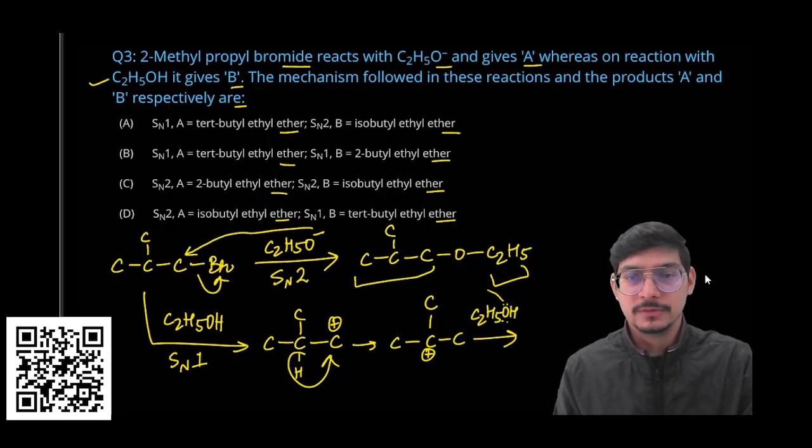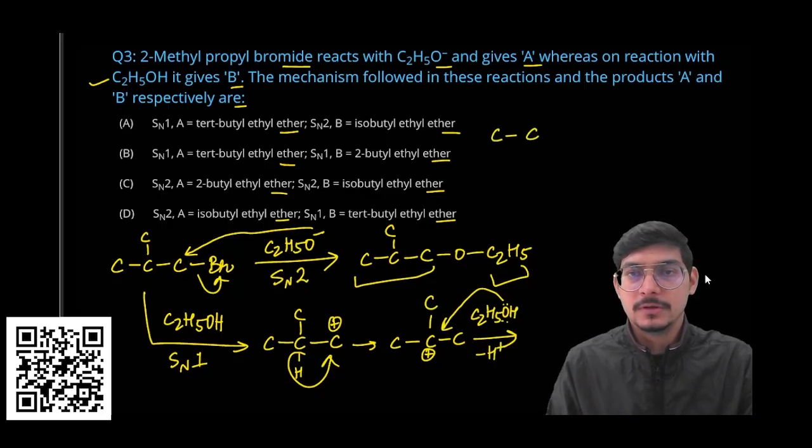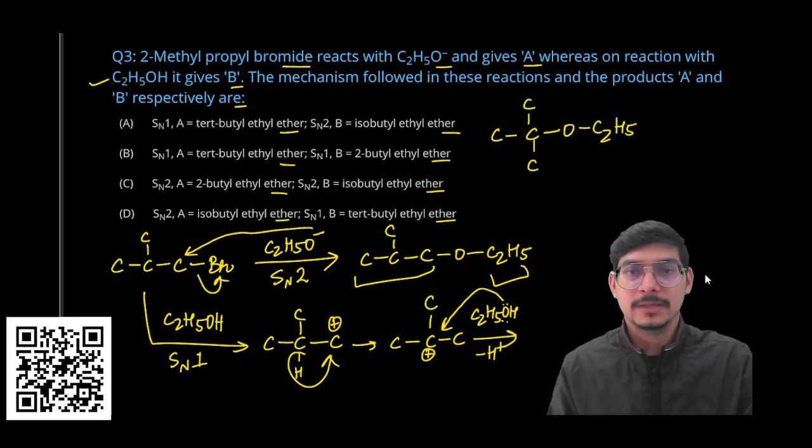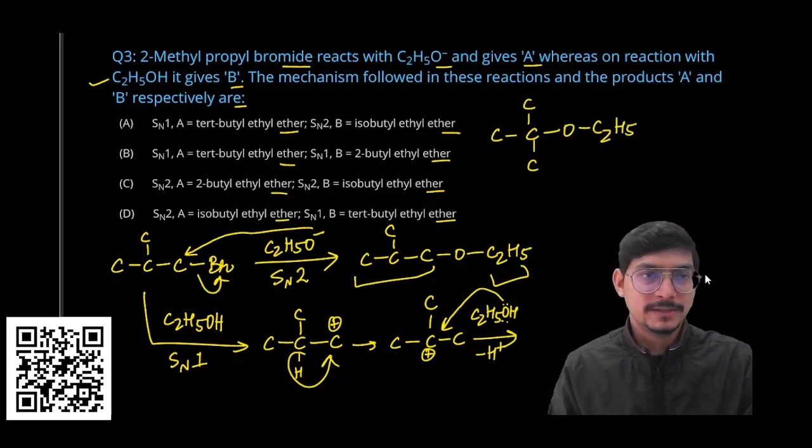The oxygen is nucleophilic, this attacks, and then followed by deprotonation. The ether that we get here is, on one side of the oxygen, we have a tertiary butyl group. On the other side, we have an ethyl group. So this ether is tertiary butyl ethyl ether, and the mechanism is SN1. So yes, definitely option D is the correct answer.